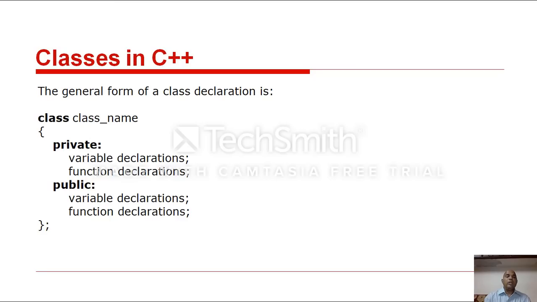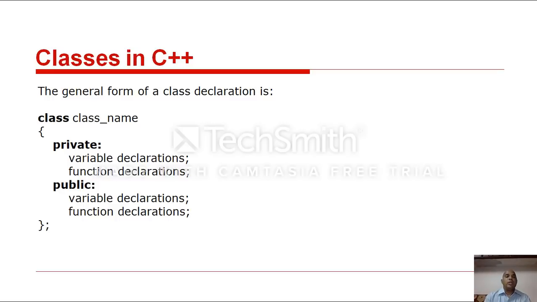Then this is the general syntax of the class in C++. This is the class, and this is the body of the class, enclosed within curly braces. The class ends with a semicolon. Then private and public are the visibility modes. Once we define variables and functions in private visibility, we can access them inside the class only.